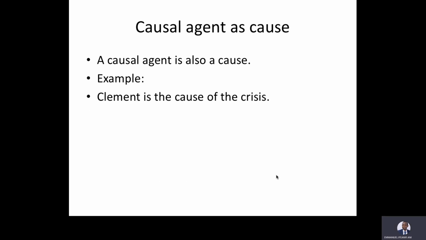Then we have causal agent as cause. A causal agent is also a cause. Example, Clement is a cause of the crisis. So Clement is a causal agent. Remember that agents are active participants. And that is why human beings are examples of agents.